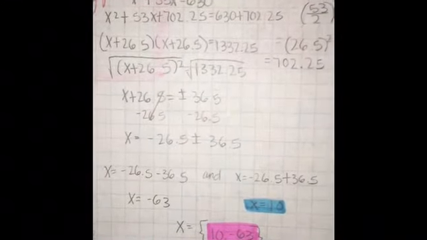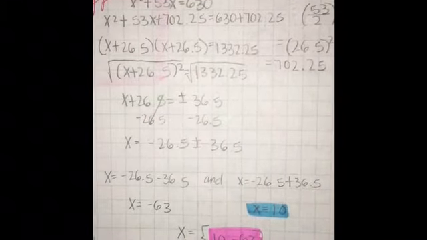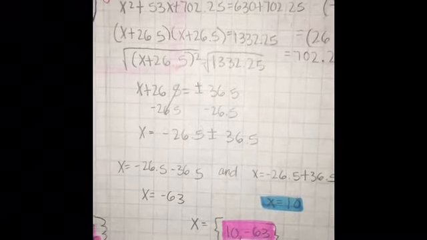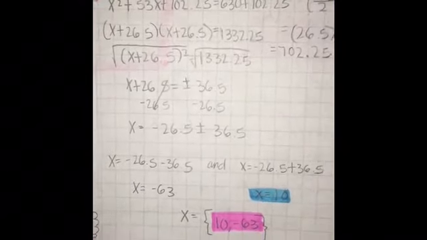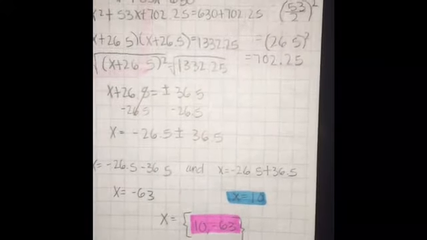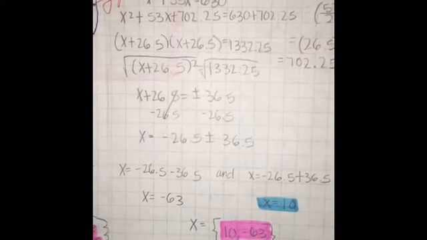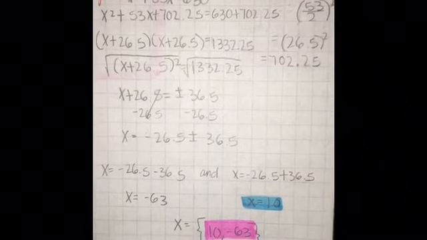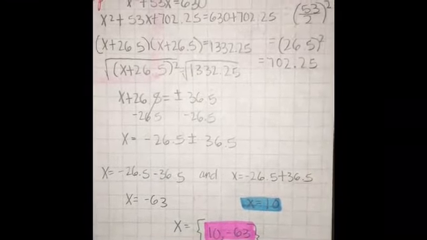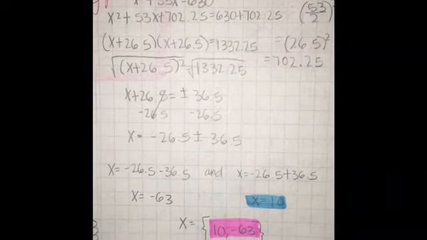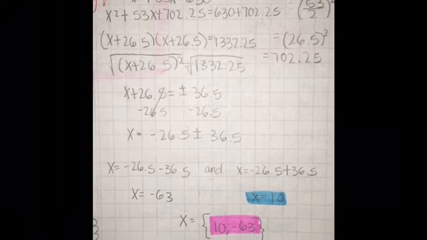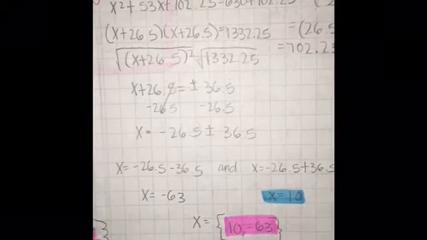Okay, so for completing the square, the expression is x squared plus 53x minus 630 equals 0. You want to add 630 to each side, and you get x squared plus 53x equals 630. But then you want to divide b by 2 and then square it. B in this case is 53, divided by 2 would be 26.5. 26.5 squared is, no, it's not 702, it's 1332.25.